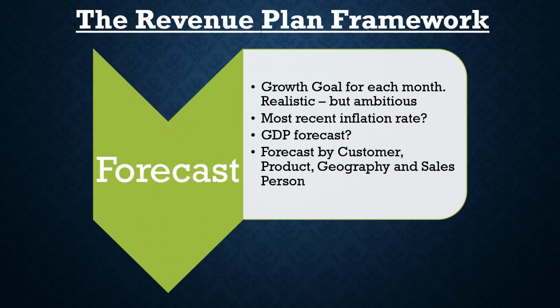The fifth and final component in our revenue plan is our forecast. We need to consider the following. 1. What is our growth goal for each month? This needs to be realistic but ambitious. 2. What are the most recent inflation rates? 3. What is the GDP forecast? 4. We should prepare our forecast by customer, by service or product, by location, and in that case by customer or by legal entity, and by salesperson.